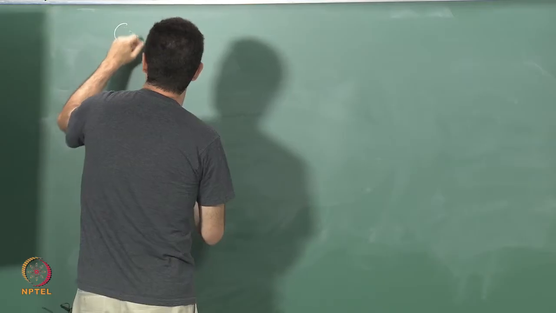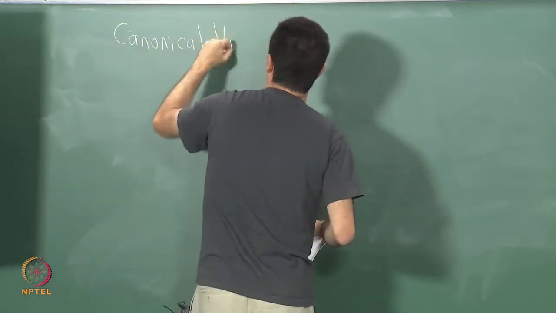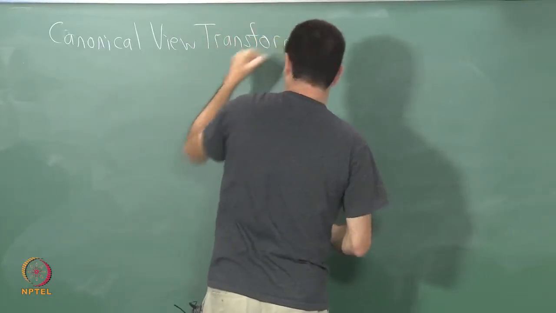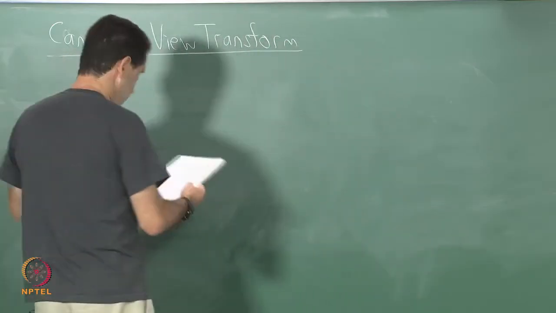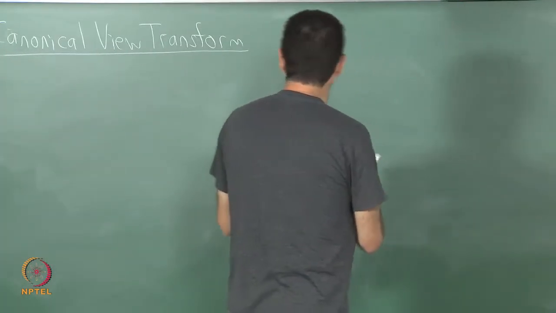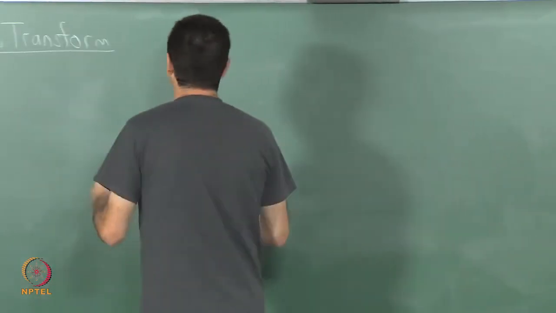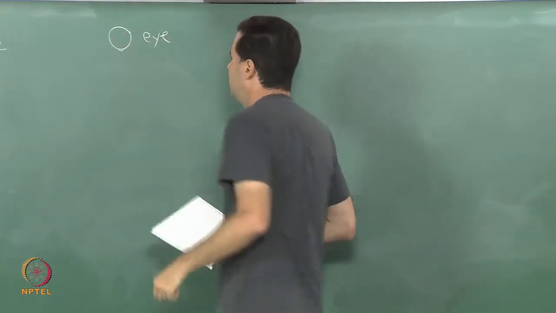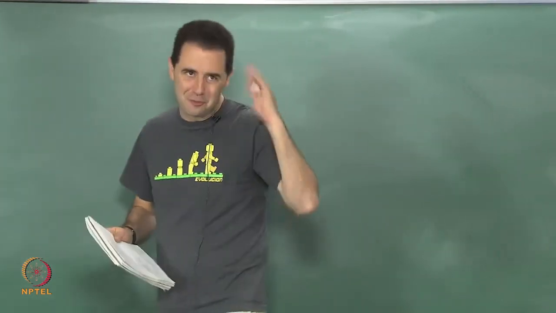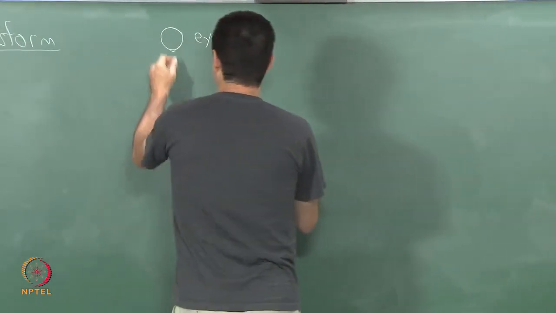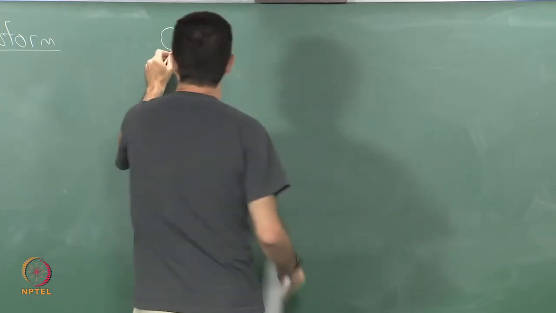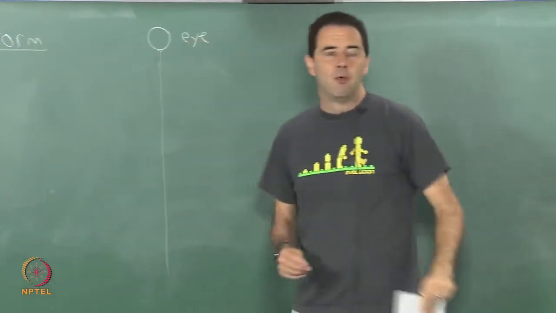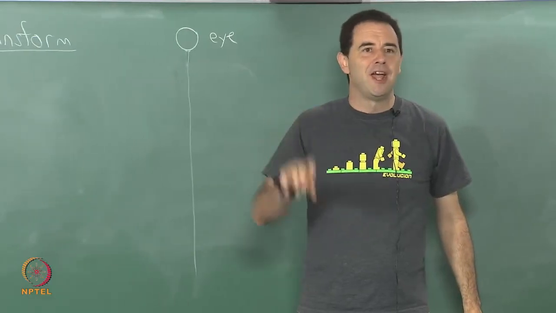So the canonical view transform. To make things reasonably easy to draw for me, let me assume that the eye is up here looking straight down. So you have to reorient using your imagination. And so there's a straight down, and then we're going to be rendering ultimately onto a display that is rectangular.